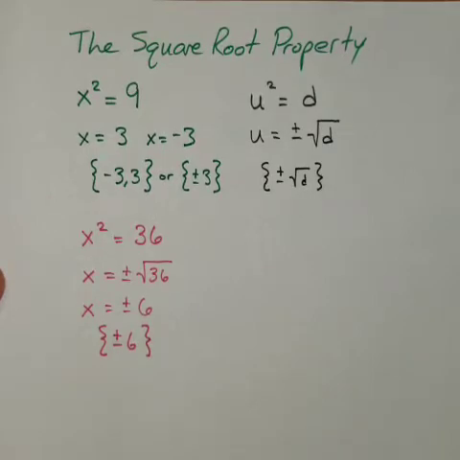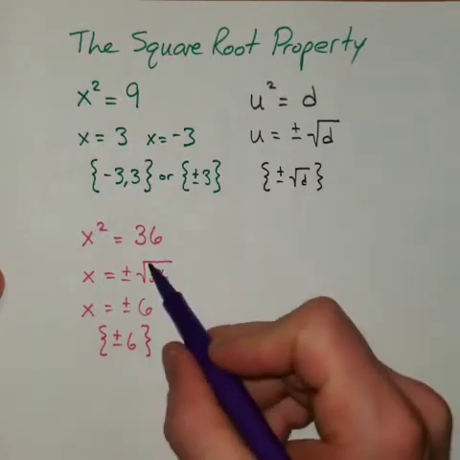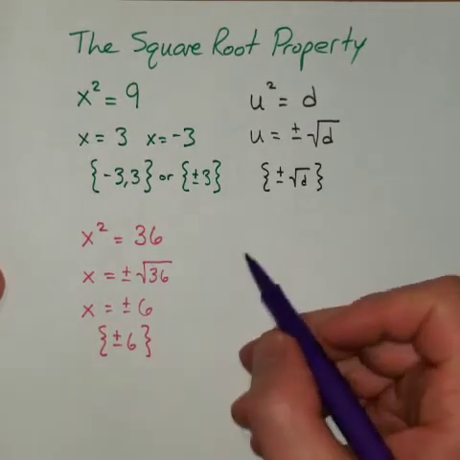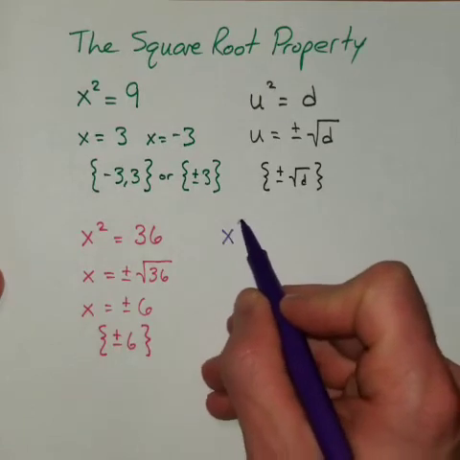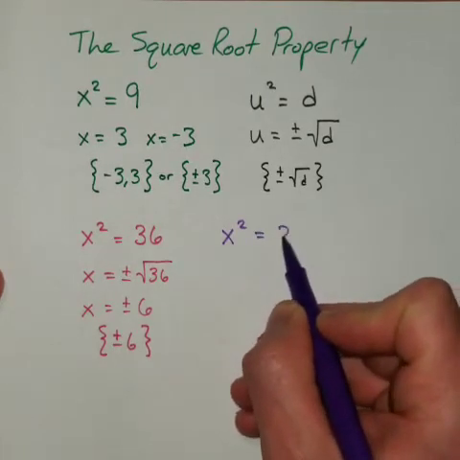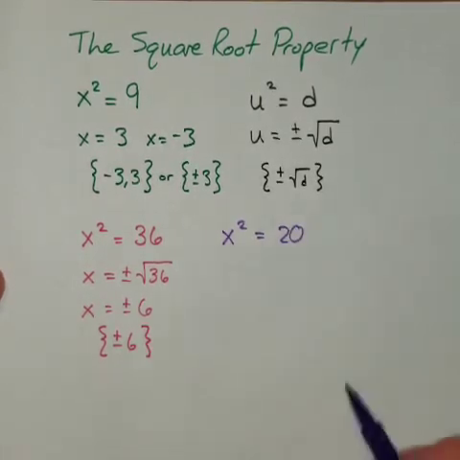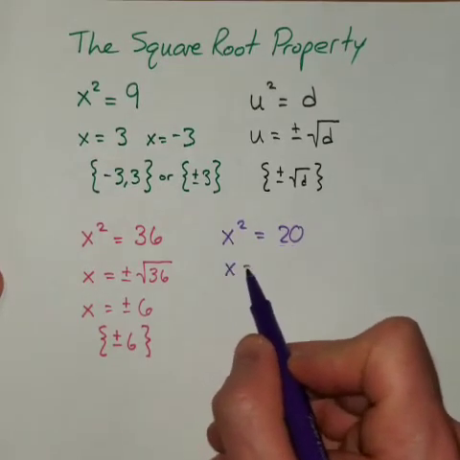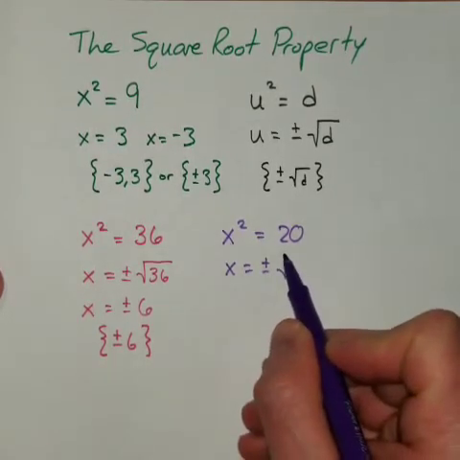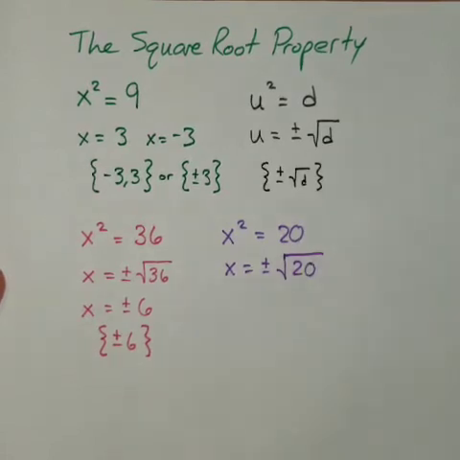And in fact, we can also do this when the constant is not a perfect square. We could do x squared equals 20. So in this case we'd have x equals plus or minus the square root of 20. That is the square root property.